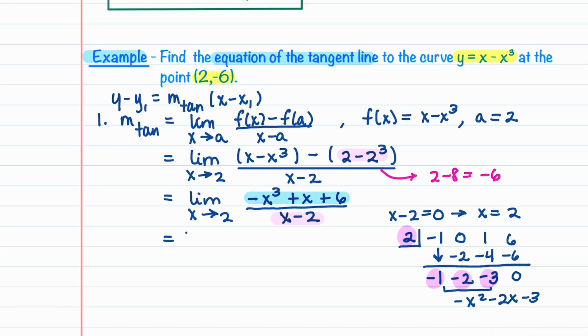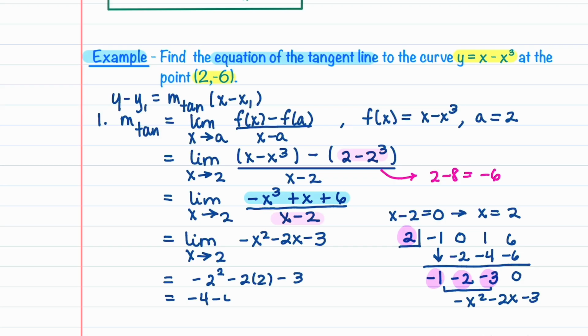We can now put that up into our limit, and we have the limit as x goes to 2 of minus x squared minus 2x minus 3. Now we're home free. We can just plug in x is equal to 2. So we have minus 2 squared minus 2 times 2 minus 3. Let's see what this gives us. This is minus 4 minus 4 minus 3, and this is equal to minus 11. So our answer for the slope of our tangent line is minus 11.